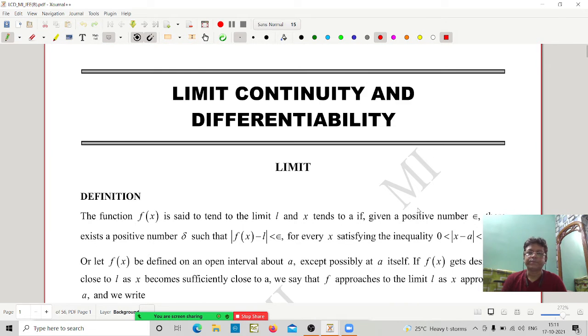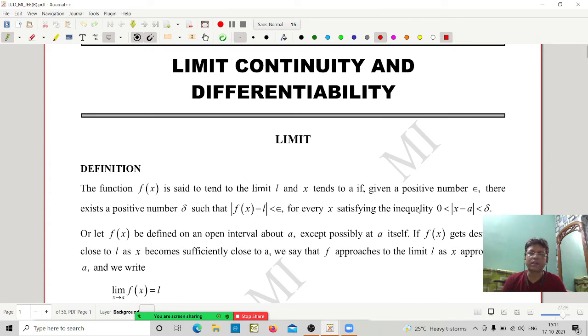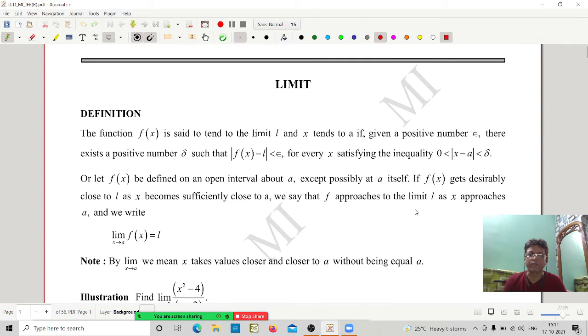Okay, everyone. So let's start limit continuity. First, I will talk about limit. So let us start with a formal definition of limit that is given by Weierstrass, a famous mathematician.